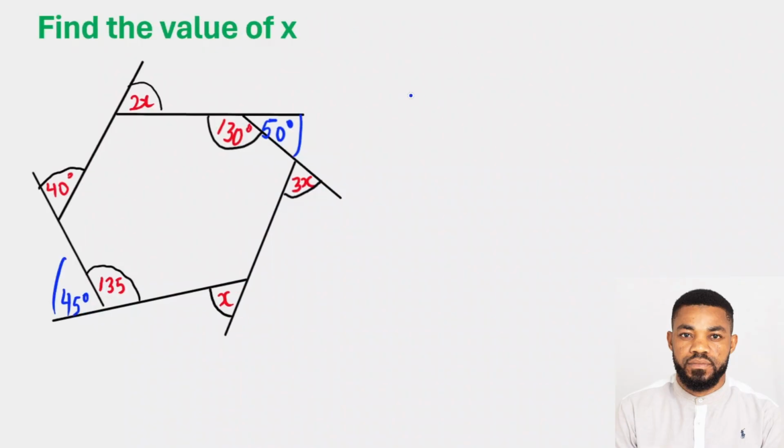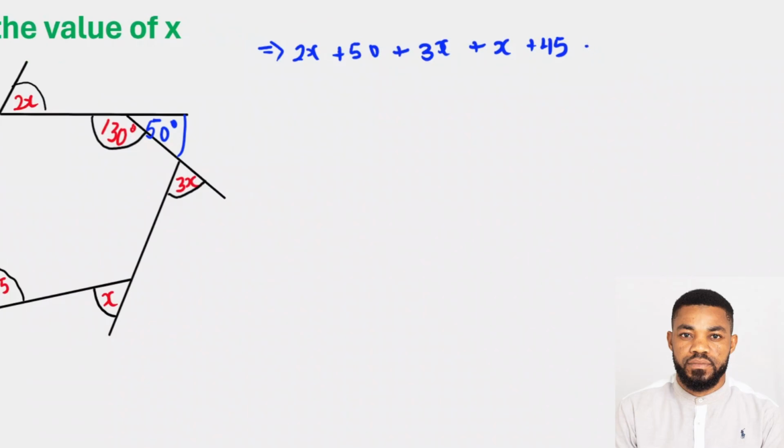Now the exterior angle property that we're going to use is that the sum of the exterior angles should give me 360 degrees. So this implies that, taking it in the clockwise direction so that I don't mess up any angle, we have 2x plus 50 plus 3x plus x plus 45 plus 40 should give me 360 degrees. Remember, all angles are measured in degrees here. Now let's check whether we've written everything. We have 1, 2, 3, 4, 5, 6. So everything is entered. At this point, we can collect like terms.